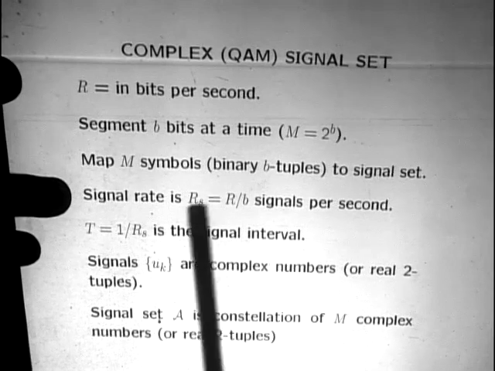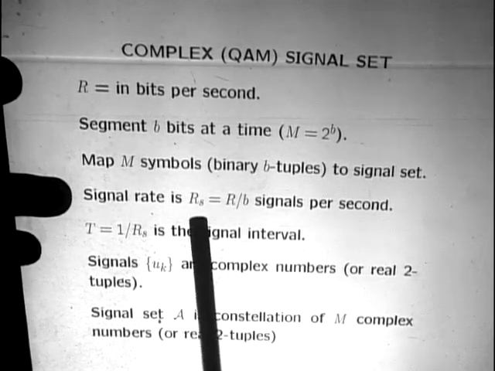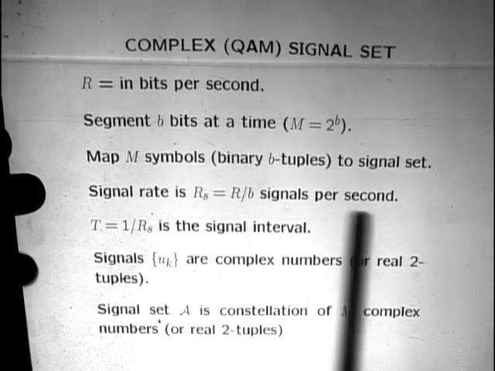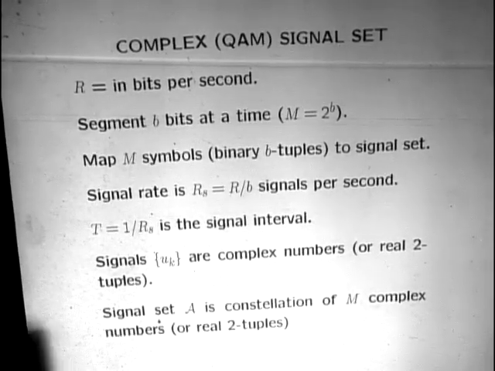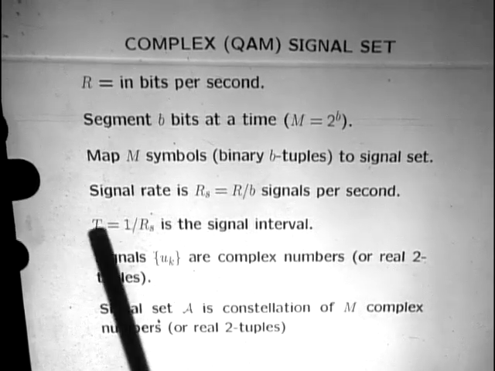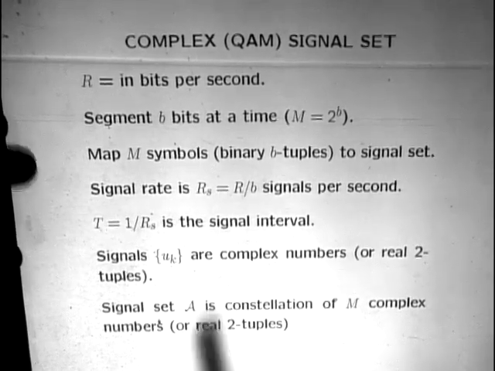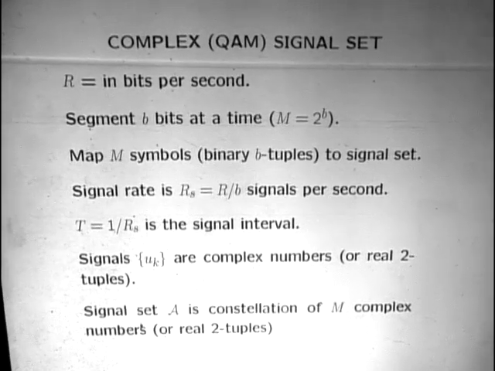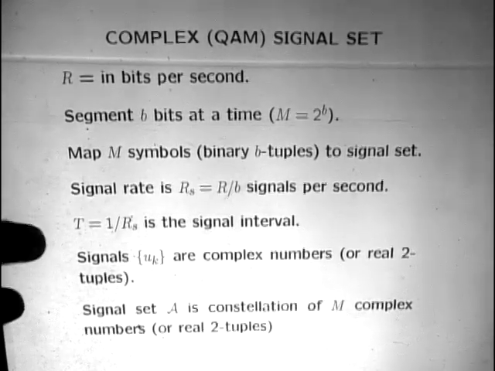The signal rate then is r sub s, which is r over b. This is the number of signals per second that we're sending. In other words, t, this signal interval that we've always been using, is 1 over r sub s. So t is the signal interval. Every t seconds, you've got to send something. If you didn't, the stuff coming in from the source would start piling up, and your buffers would overflow and it wouldn't work.